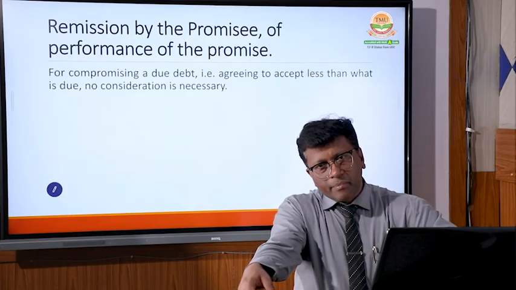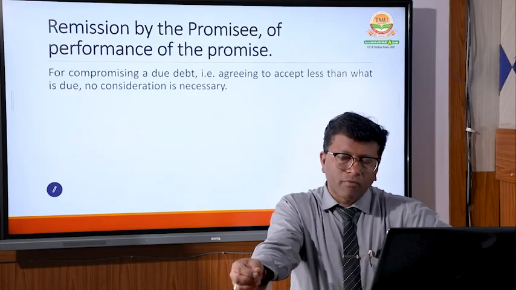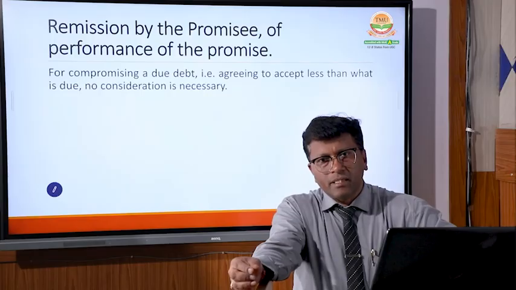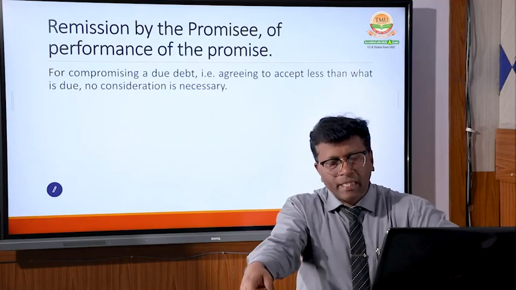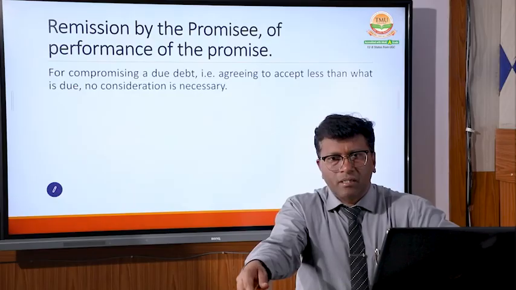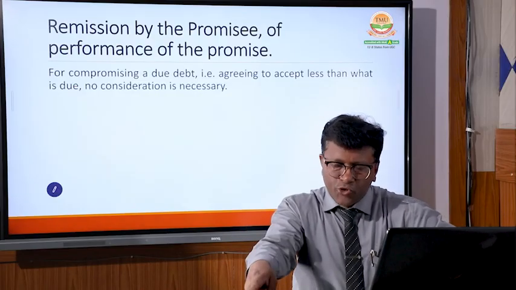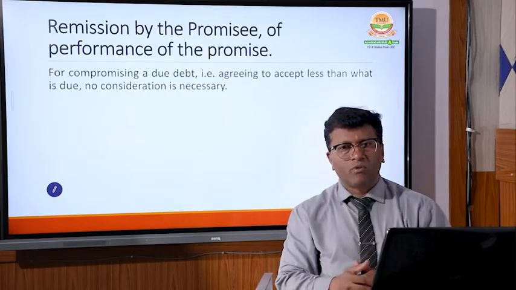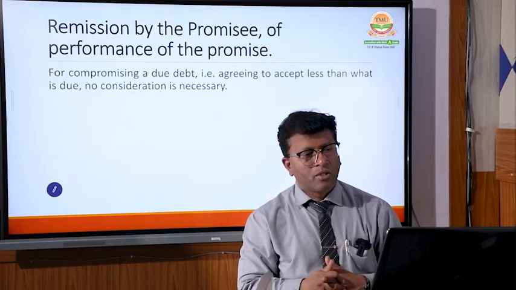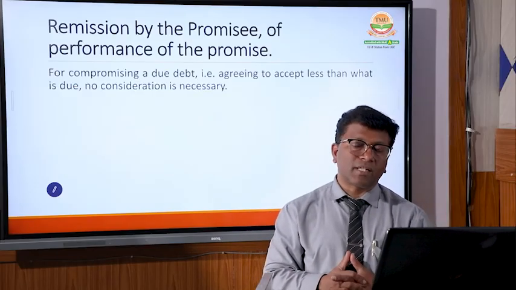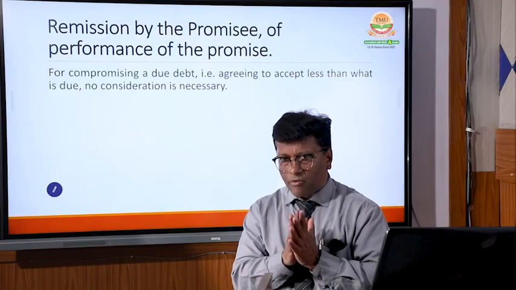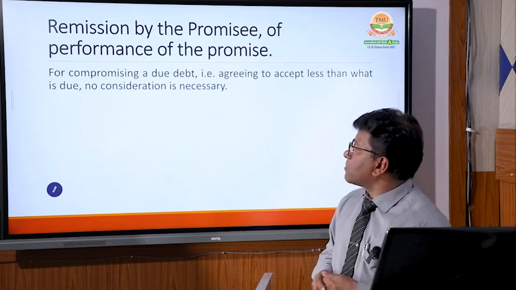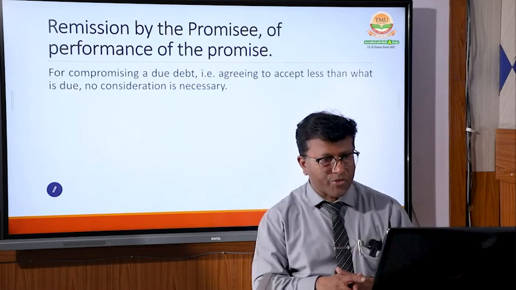For compromising a due debt, suppose there is a particular amount which is to be paid by the debtor, right? And if the creditor takes the decision to accept a lesser amount than what is due, if the party agrees to receive the lesser amount, at that time there is no need for a valid consideration. So this is also an exception: the remission by the promisee of performance of the promise.